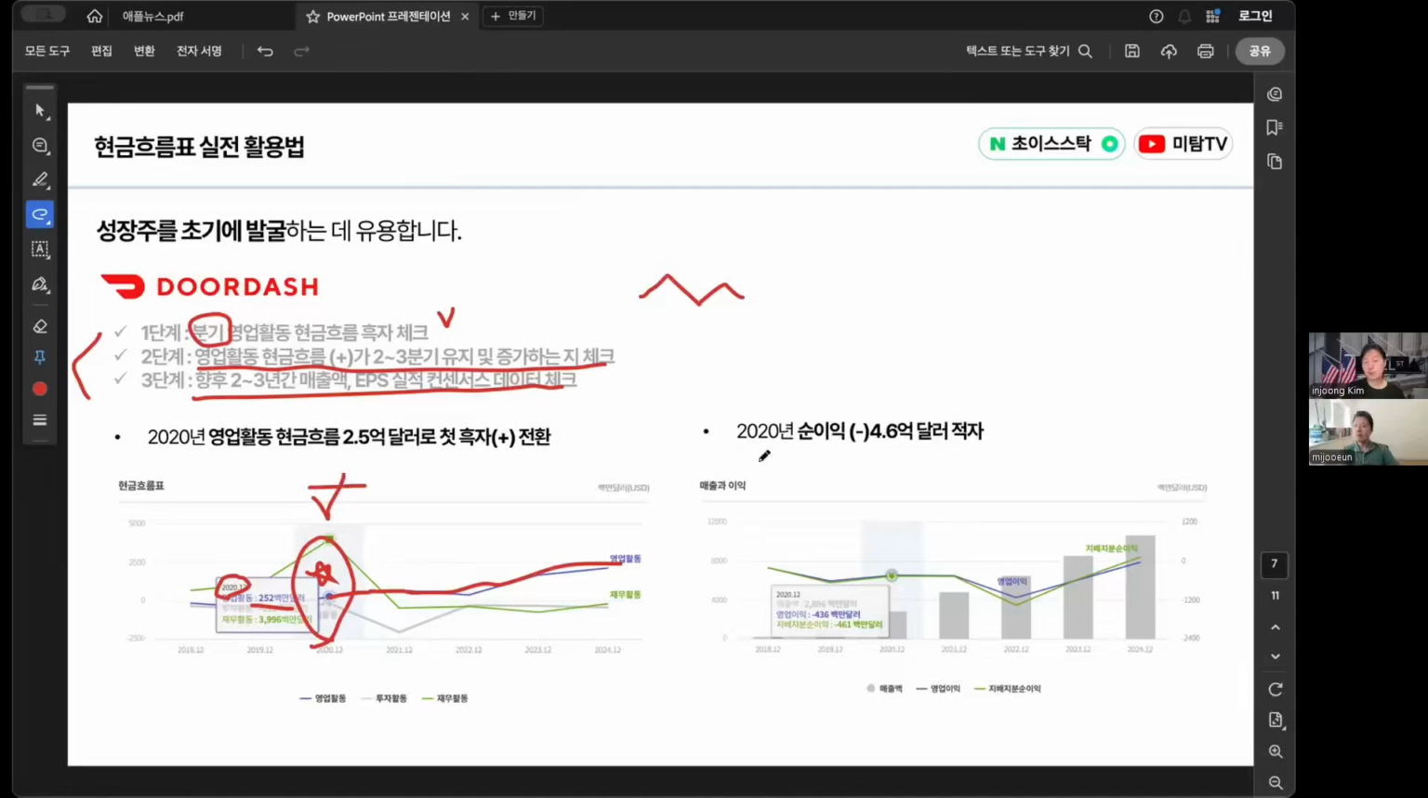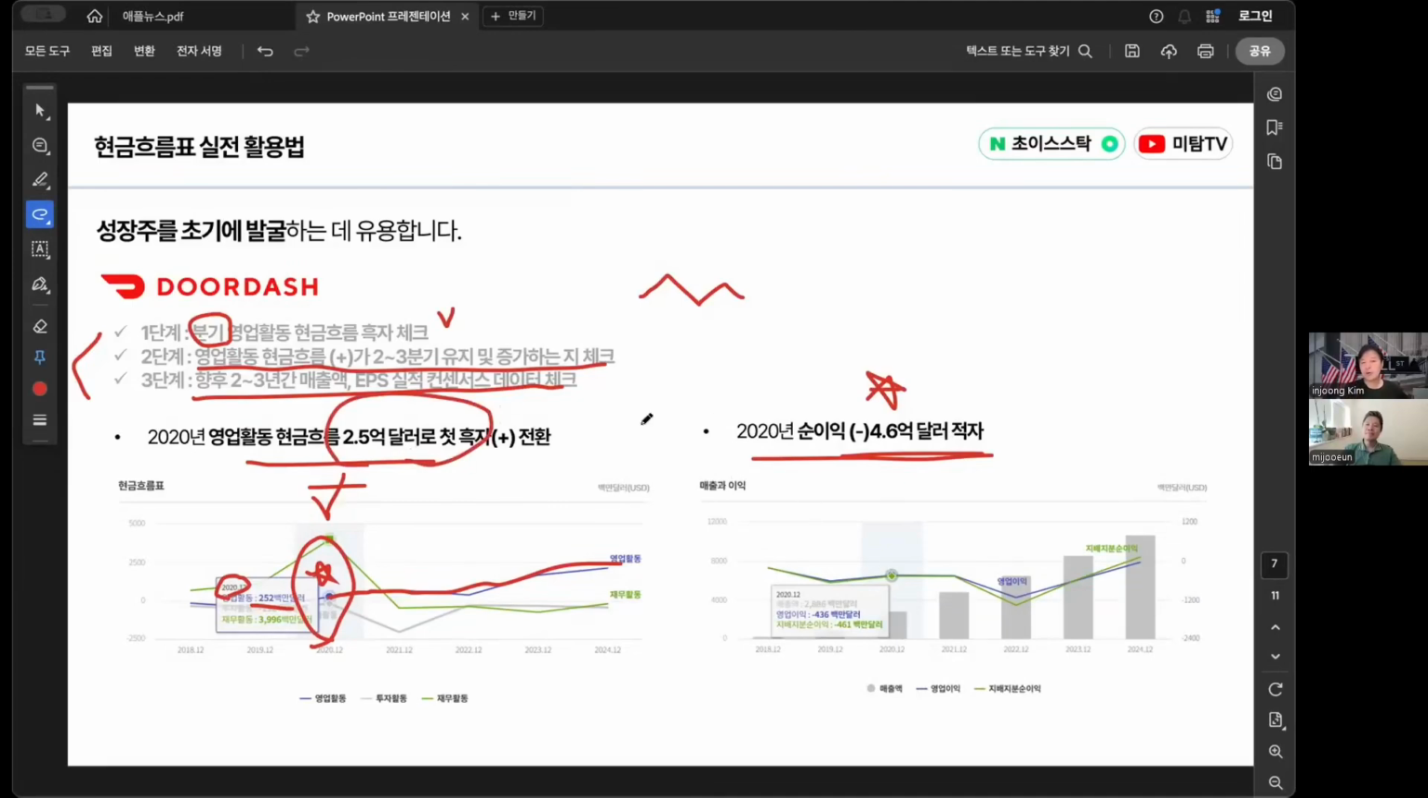In 2020, the net profit showed a loss of $460 million, while the cash flow was a $250 million surplus. Investors may see a $460 million loss, which is about 600 billion won, as a sign not to invest. Continuing such losses for 5 years could lead to bankruptcy. However, analyzing the cash flow may provide a different perspective on the company's financial health.